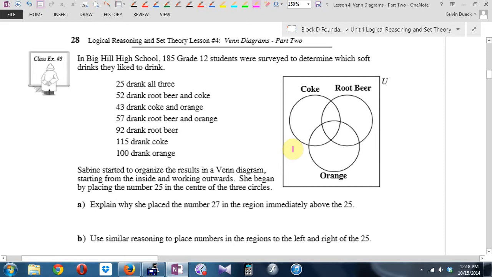In the Big Hill High School, 185 grade 12 students were surveyed to determine which soft drinks they liked to drink. And there's a list of data. Take a guess where I'm going to try and start if I'm trying to fill in this Venn diagram. In the middle. If they gave me an all three, so the first thing I'm going to read is whether somewhere they gave me an all three. 25. Okay, fill that in. So if they hadn't, I'd put an X there, and I'd have to use a subtraction trick to work my way out.